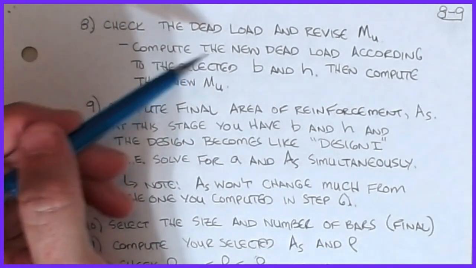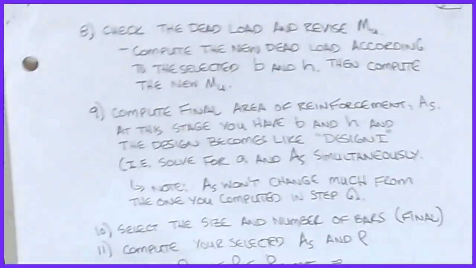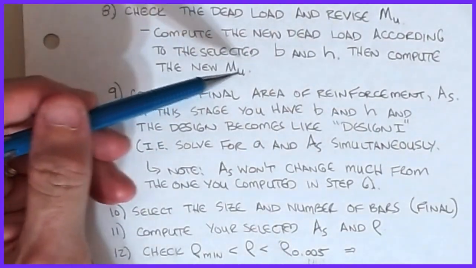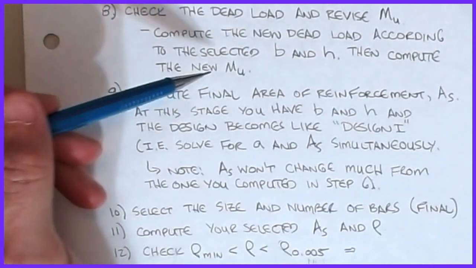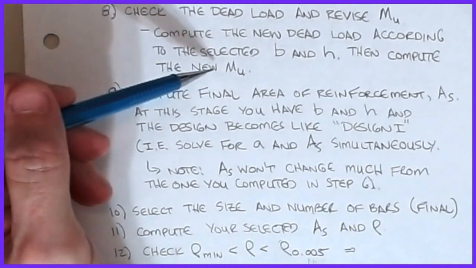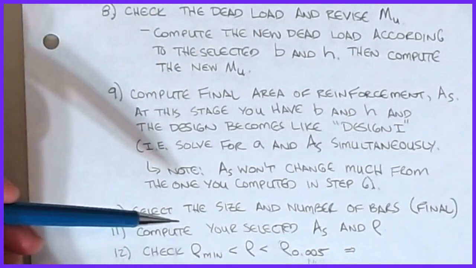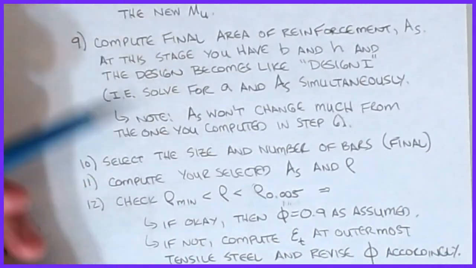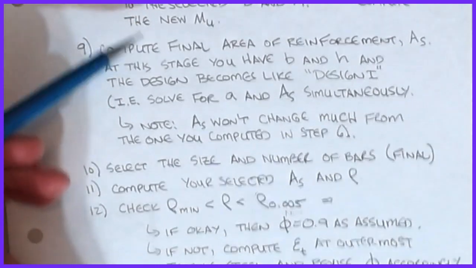So we compute the new dead load according to our selected B and H, and then we recompute the new MU value. If MU is about the same as it was, or is over what the new one is, then you're done. But with this step, you still need to go through and do some of the other checks. If it ends up being significantly higher, then you need to revise the section and come back through the process again. Now finally, we can compute the final area of reinforcement AS based off of these new dimensions.